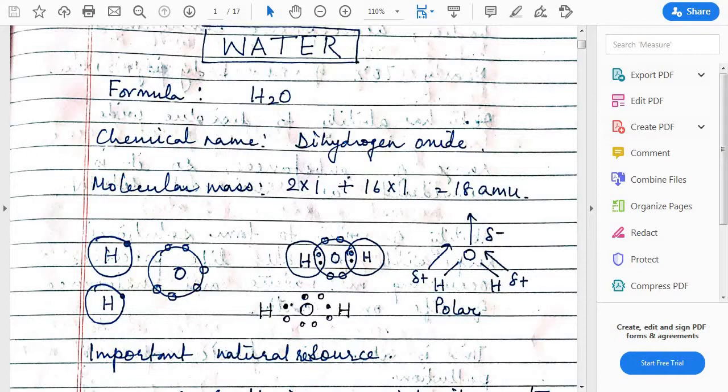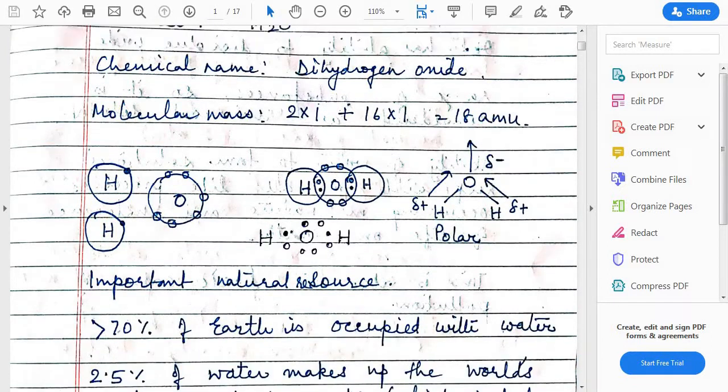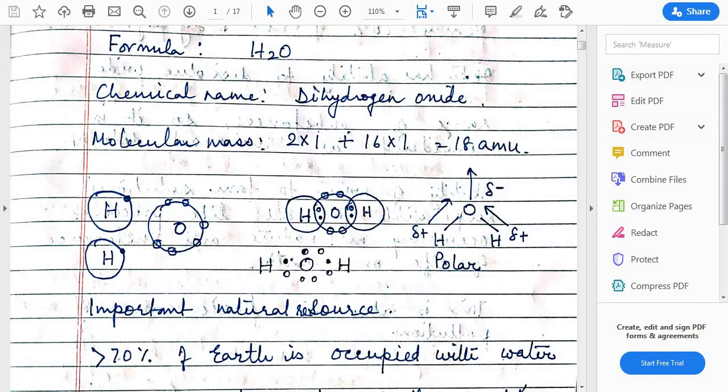Now the formula of water is known to you, which is H2O. It is also called dihydrogen oxide: two hydrogen and this is the oxide of hydrogen. If you consider the molecular mass, it is 2 into 1 plus 16. 2 hydrogen, 1 for the atomic weight of hydrogen, plus 16 into 1, 1 meaning 1 oxygen, and that is 18 atomic mass unit. So this you should remember now, because by this time you might have learned it.